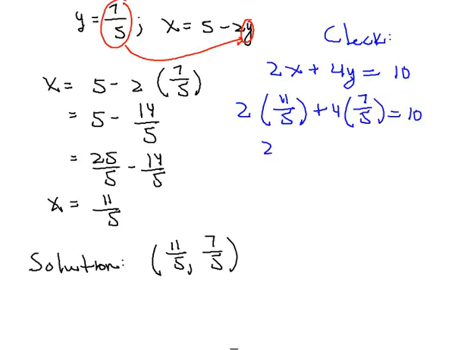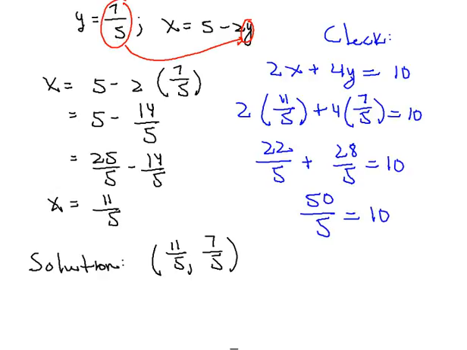So we then have 22 fifths here, plus 28 fifths. And that will produce then 50 over 5, which will simplify to 10. So we've shown that the ordered pair 11 fifths, 7 fifths does indeed check in the first equation, and I'll leave it to you to check in the second equation.